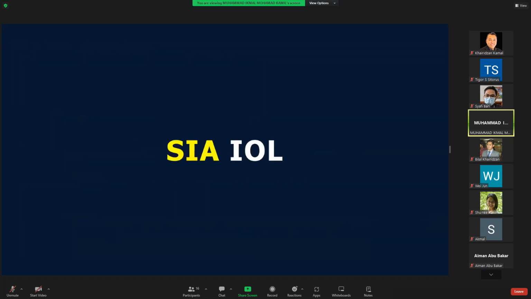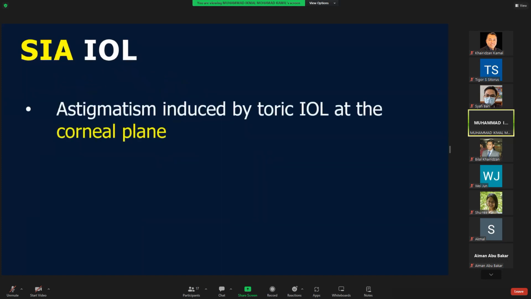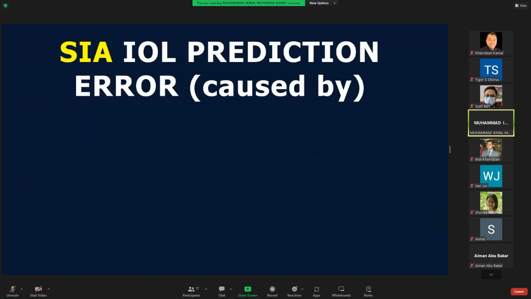So the second SIA is SIA intraocular lens, the astigmatism induced. What is the definition of SIA-IOL? It is the astigmatism induced by the toric IOL at the corneal plane.